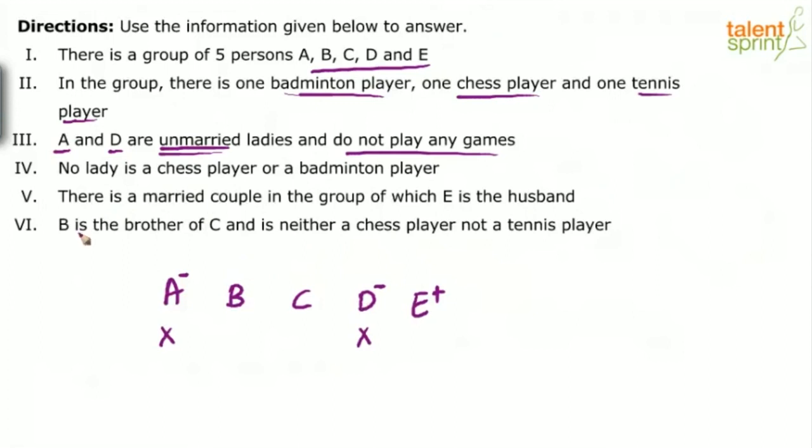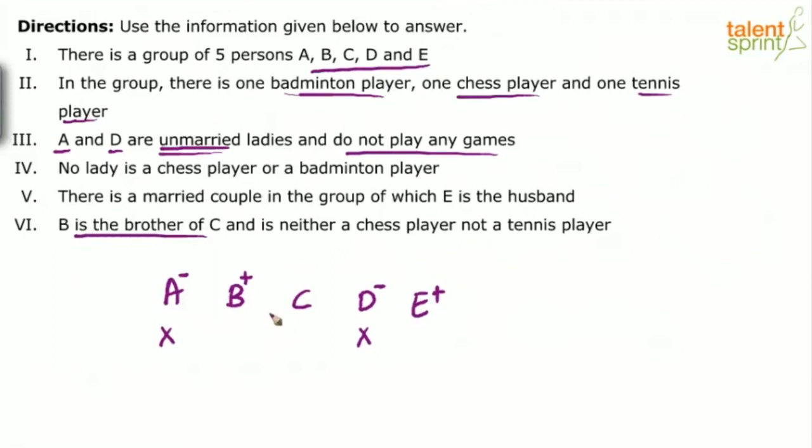Okay. Then the next point says B is the brother of C. Brother meaning what? B is male. B is the brother of C. Now what's the gender of C? It's not very clear, right? If B is the brother of C, that doesn't mean that C is the sister of B. C can be sister or brother, both are possible.